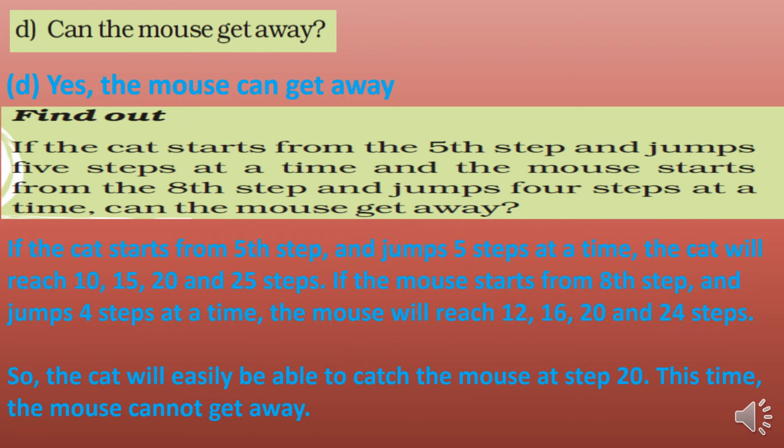So the answer will be, if the cat starts from the 5th step and jumps 5 steps at a time, the cat will reach 10, 15, 20 and 25 steps. If the mouse starts from the 8th step and jumps 4 steps at a time, the mouse will reach 12, 16, 20 and 24 steps. So the cat will easily be able to catch the mouse at step number 20. This time the mouse cannot get away.